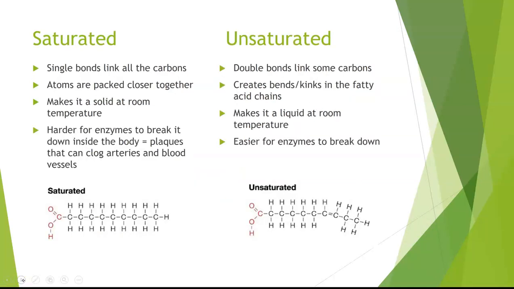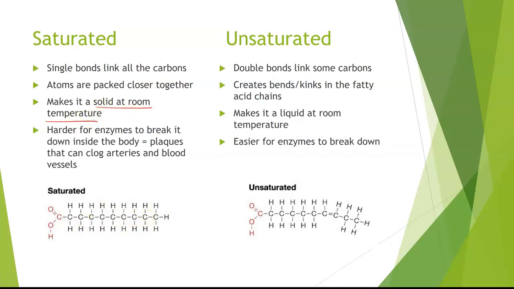There are 2 different types of lipids. One is a saturated lipid, and the other is an unsaturated fatty acid. A saturated fatty acid is one where all of the bonds that link the carbons together are all single bonds, as you can see here in the diagram. That means the atoms are packed much closer together, and this makes it a solid at room temperature.